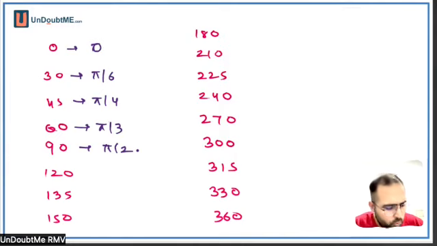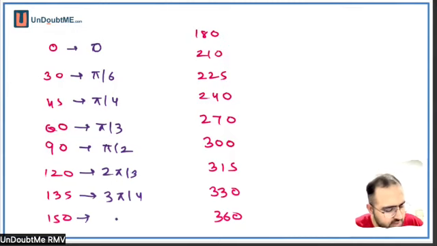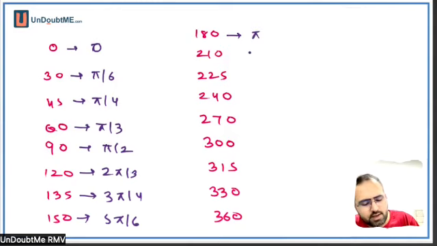Now 120 is twice of 60, so I'll write it as 2 pi by 3. 135 is 3 times of pi by 4, so that will be 3 pi by 4. 150 is 5 times of 30, so that will be 5 pi by 6. 180 is pi only. Then 210 is a multiple of 30, 7 times, so 7 pi by 6.